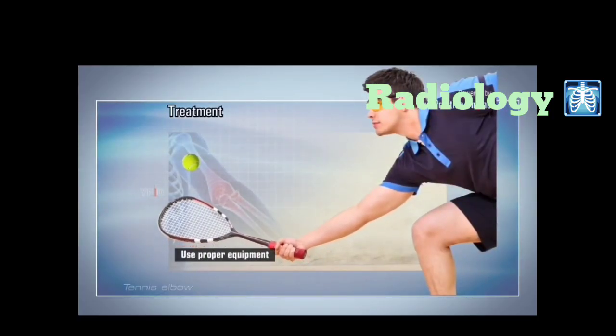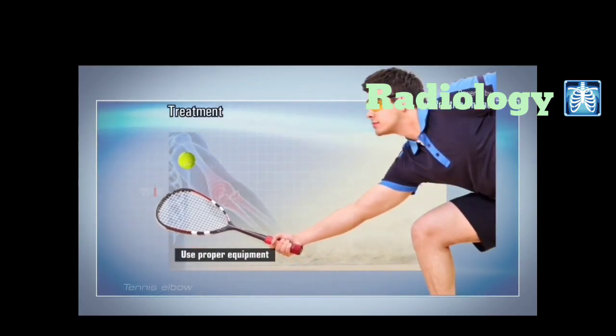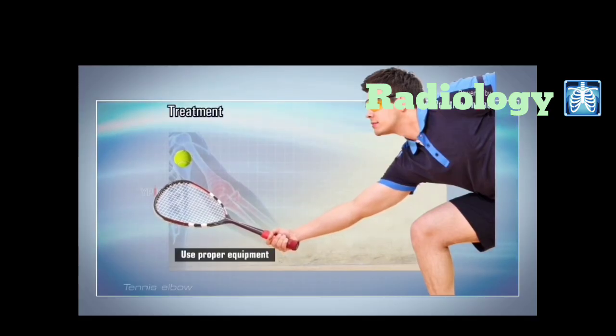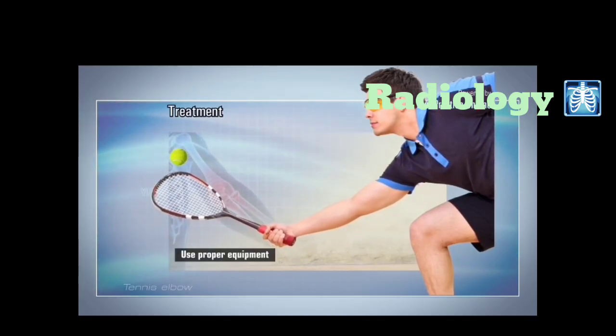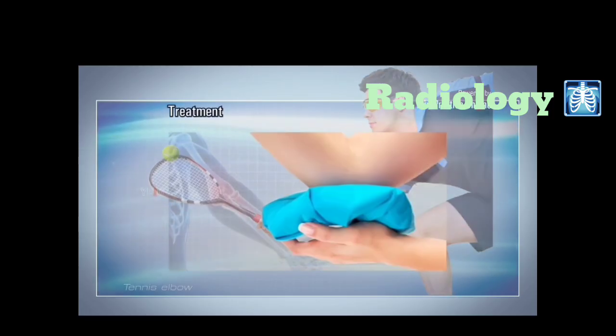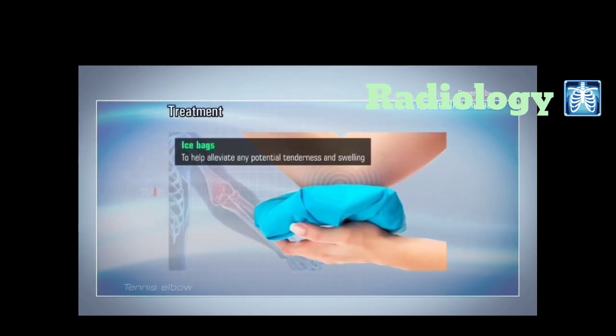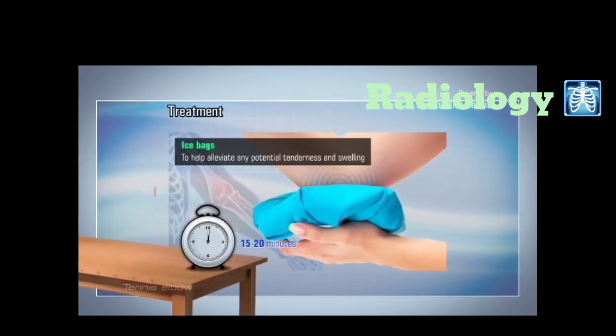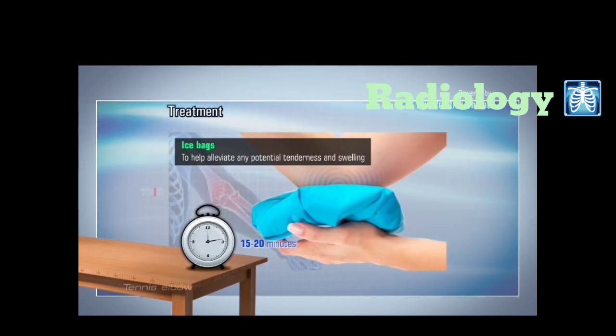Use proper equipment for sports activities to help reduce the symptoms, for instance, a tennis racket of proper size and string tension. Apply ice bags wrapped in a towel over the affected elbow for 15 to 20-minute intervals to help alleviate any potential tenderness and swelling.